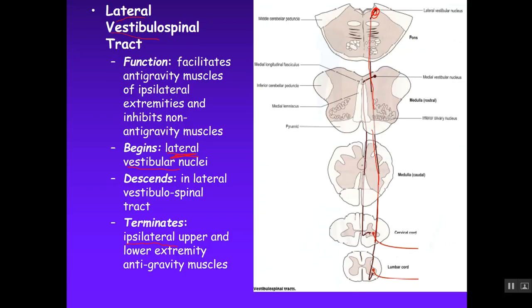Okay, so ipsilateral upper and lower extremity anti-gravity muscles. They tend to excite anti-gravity muscles, especially in response to your head being in an upright position. It knows you're in an upright position, so it stimulates muscles to keep you upright and keep your extensors stimulated, okay, when your head is upright against gravity.